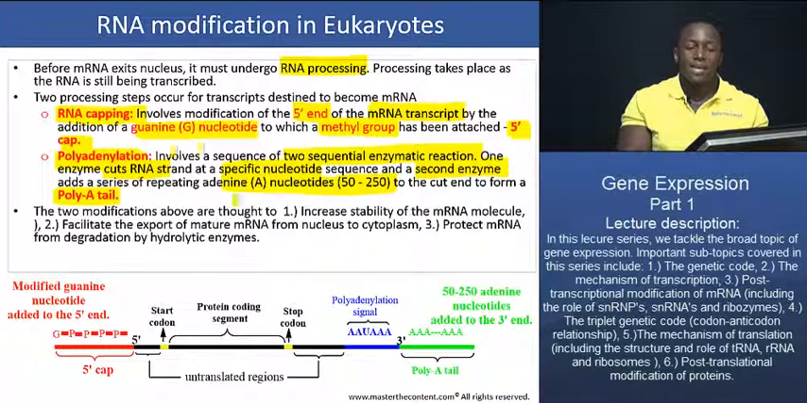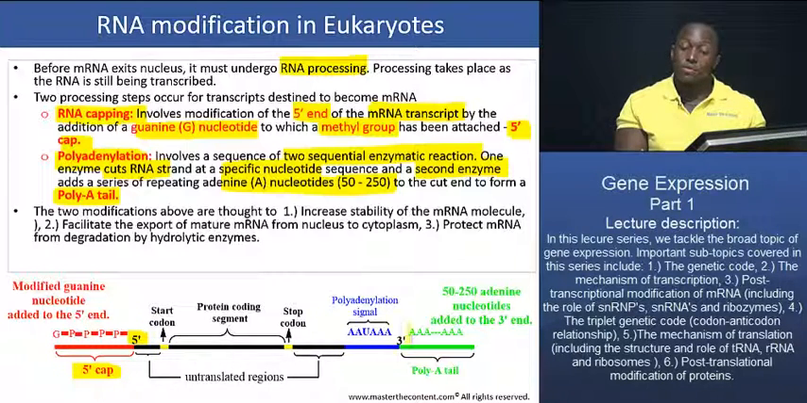To give you a better visualization of what I mean by RNA capping and polyadenylation, we have the diagram at the bottom of the screen. This is the 5' end of a newly transcribed copy of RNA. This is pre-mRNA. What happens in RNA capping is that a 5' cap, which basically consists of a nucleotide to which a methyl group has been attached, is added to this 5' end. This is what we call the 5' cap.